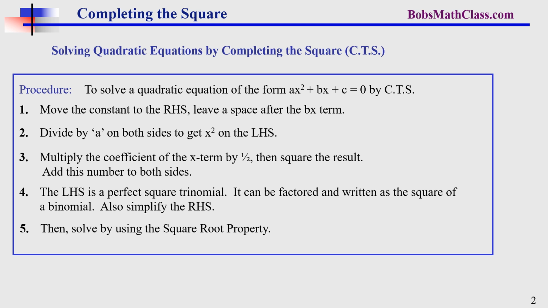Step 3, multiply the coefficient of the x term by 1/2. That is the same as dividing by 2, but sometimes there are fractions, so that's why we say by 1/2. But dividing by 2 is the same thing. So multiply the coefficient of the x term by 1/2 and then square the result. Add this number to both sides. So we're going to add it to the left, but whatever we do on the left, we've got to do to the right. Number 4. So now on the left-hand side, what we have is a perfect square trinomial. It can be factored and then written as a binomial squared, or the square of a binomial. We can also simplify it on the right-hand side.